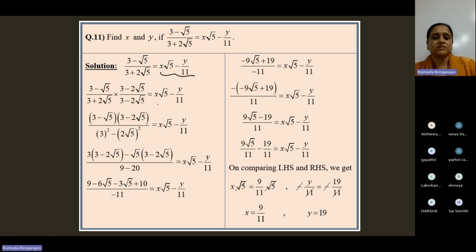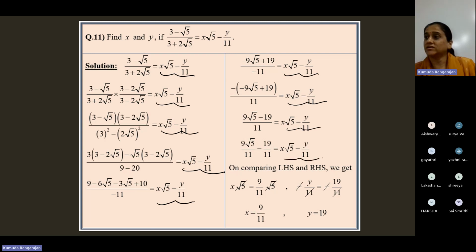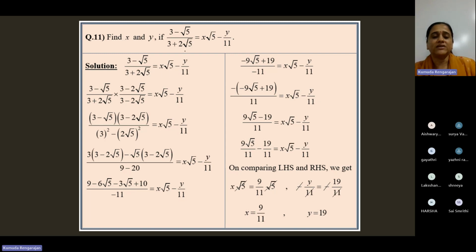The RHS is written as it is. Don't do anything with the RHS. See here, RHS is written as it is. We're going to work only the LHS. In the LHS, the denominator is irrational. So we'll perform the procedure. We'll work the steps to rationalize the denominator. The denominator is 3 plus 2 root 5. Its conjugate is 3 minus 2 root 5. So multiply and divide by 3 minus 2 root 5. Then multiply the numerators, multiply the denominators.